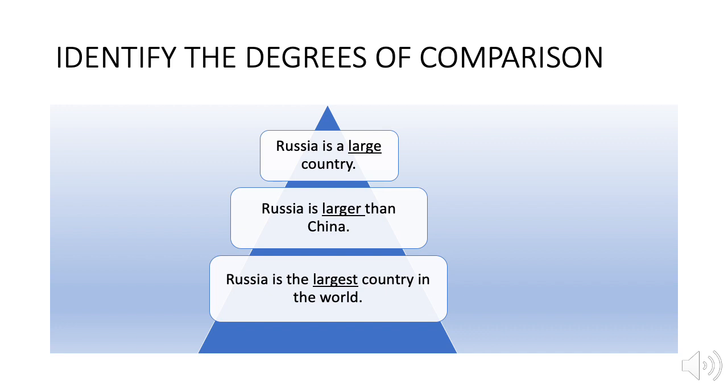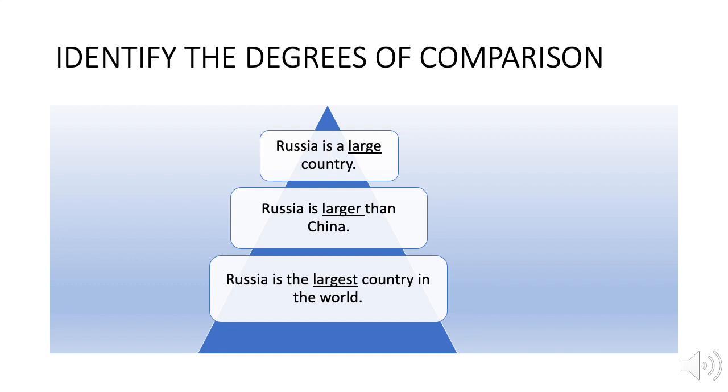So I've just given you an example here. Look at these three sentences. I have underlined the adjectives used in each sentence. You can have a sentence like Russia is a large country. Look for the adjective. Country is the noun which is being qualified by the adjective large, and you find that it is in its basic or simple form. So the first sentence there is a sentence in the positive degree.